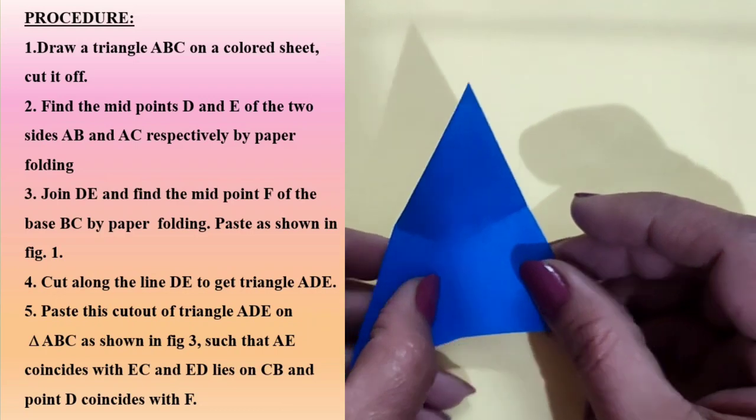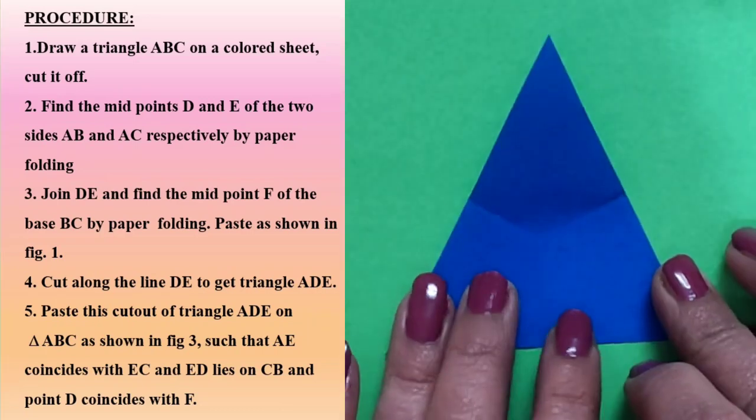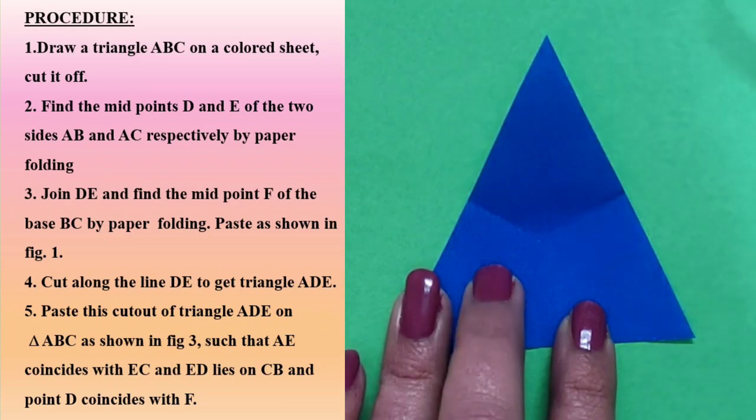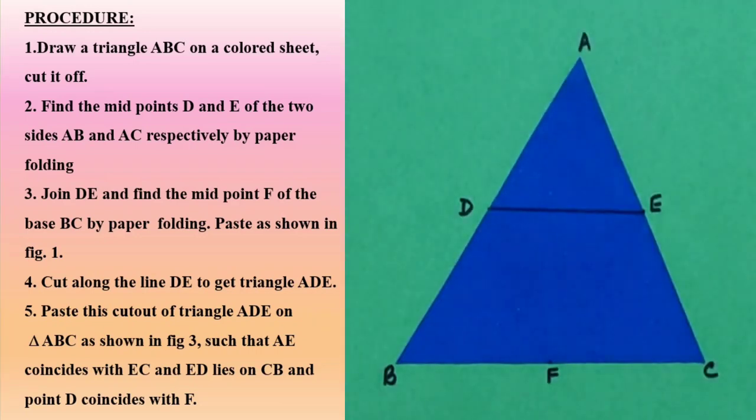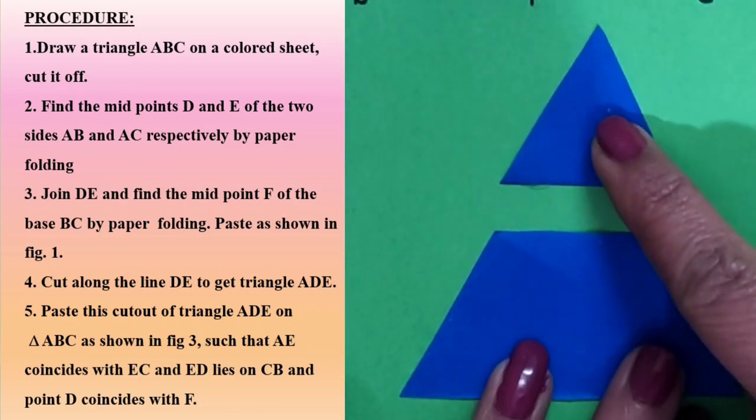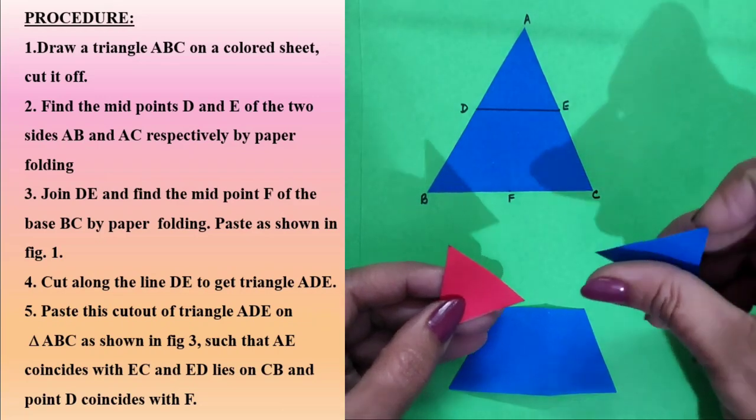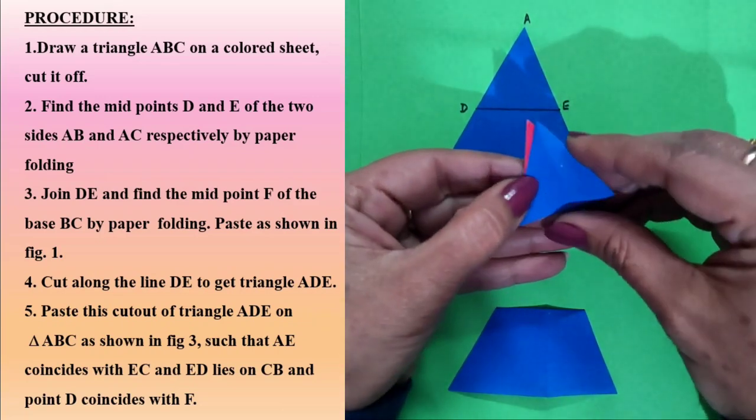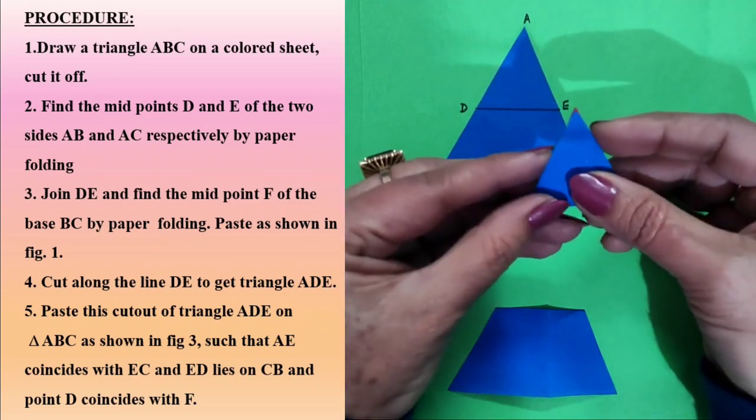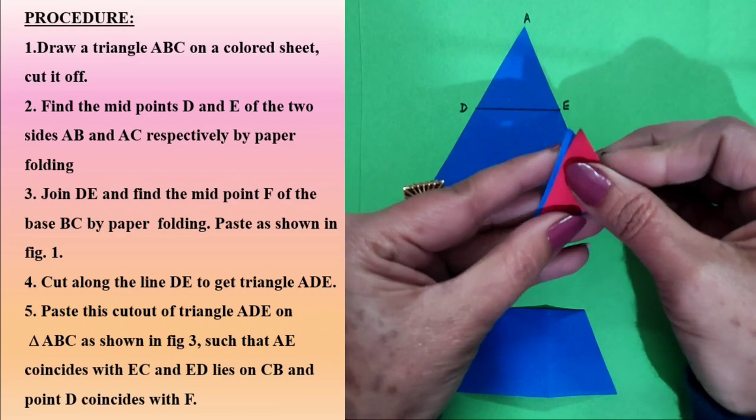I'll paste this triangle and I mark the vertices. So this is the triangle ABC that was drawn, and D, E and F are the midpoints of the sides AB, AC and BC respectively. I have joined DE. Now I will cut this triangle ABC along the length DE. So I have separated out triangle ADE from the bigger triangle ABC. Now I have cut out an identical triangle exactly equal to triangle ADE. You can see that they are completely overlapping each other.